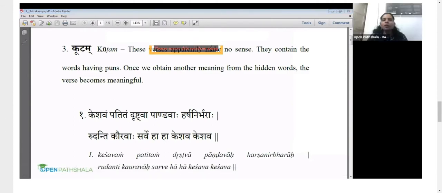So how can this happen? Anyone? You might have come across this kuta before, but I'd like to know from those who are new or who do not know this shloka. How can Krishna's death or fall make the Pandavas happy and make the Kauravas cry? Any idea? Yes, Geetanjali ji.